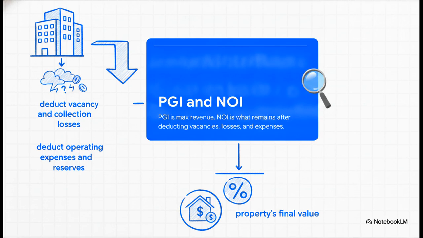But you've got to work your way down to that NOI first. You start at the very top with potential gross income, which is the absolute maximum revenue if every single unit was rented out. From there, you deduct vacancies and collection losses, then you subtract operating expenses and reserves. Whatever's left over, that's your net operating income. Divide that by your cap rate, and boom, you have your estimated value.